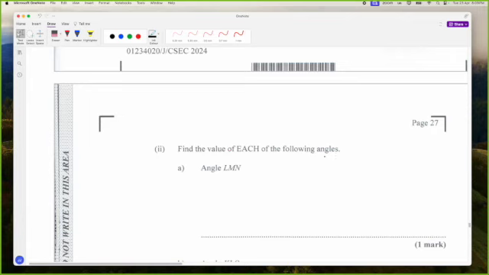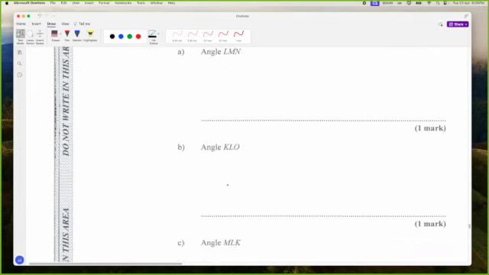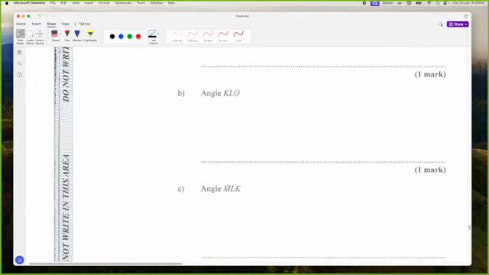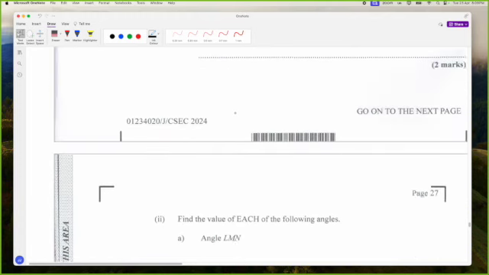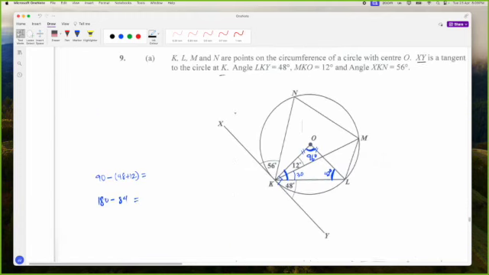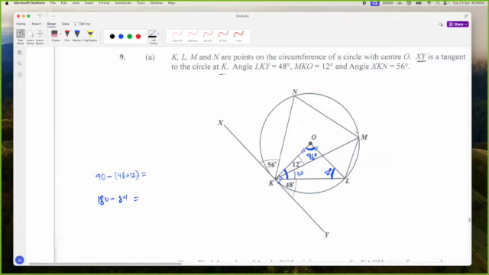Find the value of each of the following angles. Ooh, we have 4 of them there. LMN. So they want this one. Anybody want to give me a little hint? Anybody want to help me out? It'll be a lot quicker. If I want to end this class early, we can end the class early. If no one helps, all right, fine, I'll do it myself.